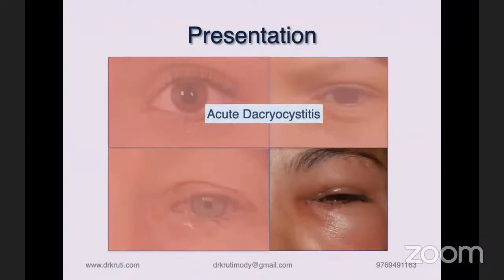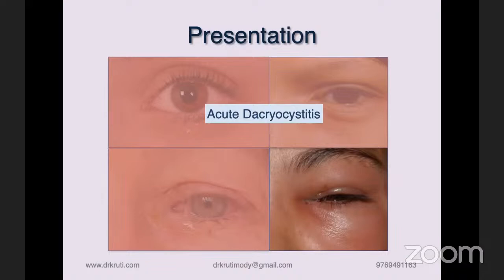The other presentation is a patient coming like this. Periocular swelling, redness, pain. The swelling has appeared overnight, has just appeared. There's no other history. You try to get history of any insect bite or fever or nothing like that. But the maximum pain, the tenderness is there over the lacrimal sac area. The swelling is there over the lacrimal sac area. The patient does give history of watering, discharge before this.